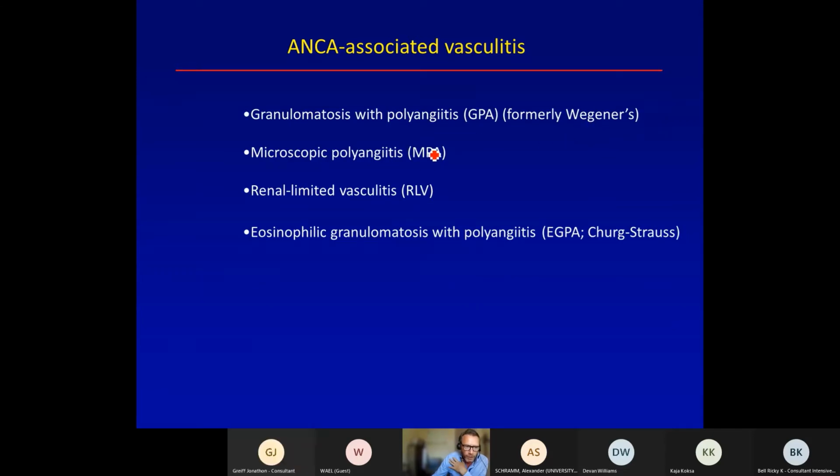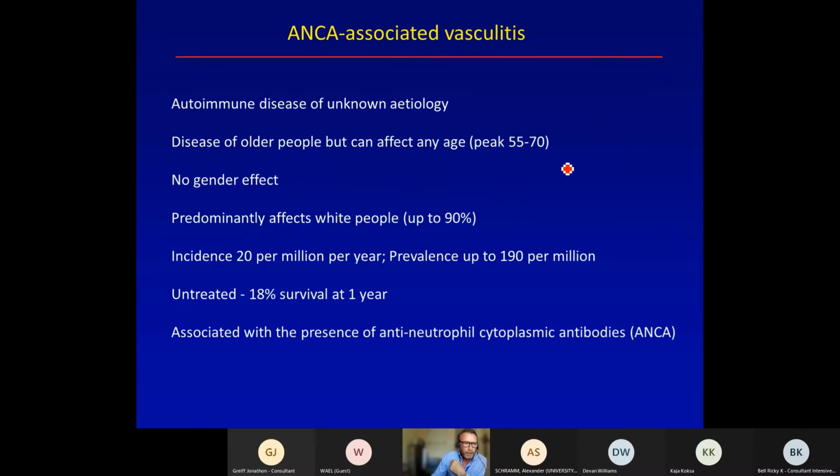The second condition is microscopic polyangiitis. There is a condition that was previously known as Churg-Strauss syndrome, which is now known as eosinophilic granulomatosis with polyangiitis, or EGPA. And the final condition is renal limited vasculitis. So this is renal disease with all the hallmarks of a small vessel vasculitic process without any evidence of organ involvement outside of the kidneys. It's an autoimmune disease of unknown cause. It predominantly affects older people.